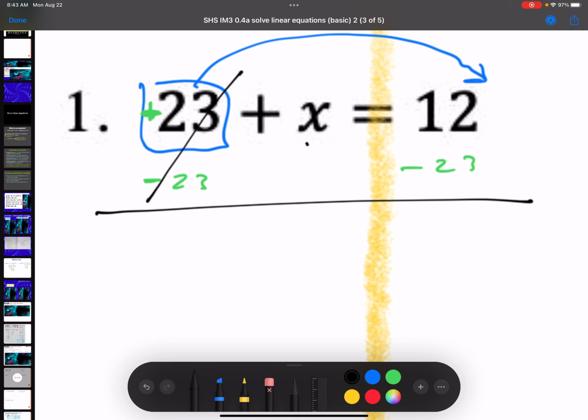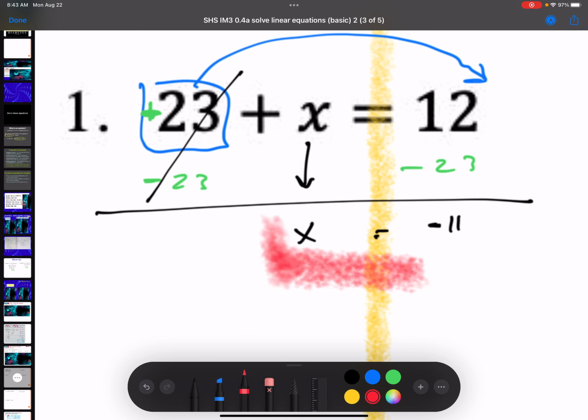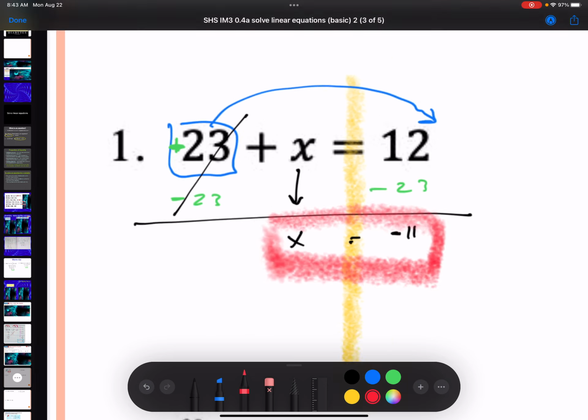This equals 0. This will come down. And x is equal to? Negative 11. Raise your hand if you got that. Good job. Well, that's like really big.